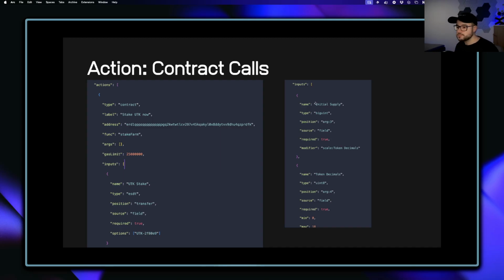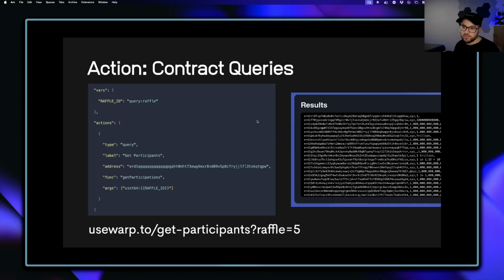The token. And just to show how powerful warps are, you can even define modifiers to modify this specific field based on another field, just to make it compatible with all different kinds of smart contracts. Yeah, anyway, next action is contract queries.